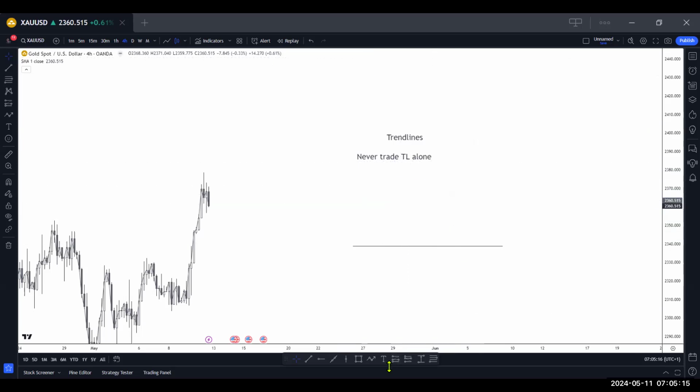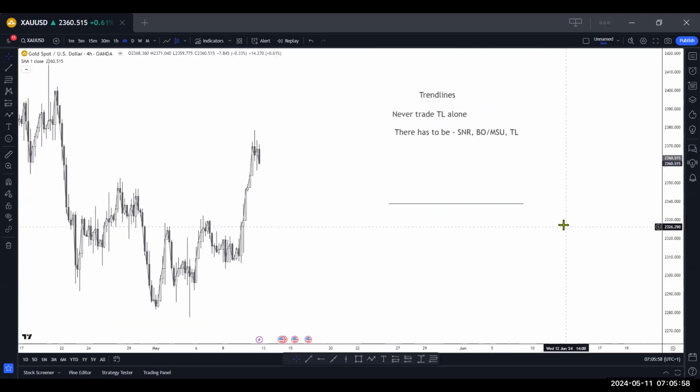So we don't trade trend lines alone. There has to be an SNR level, there has to be breakouts or MSU, depending on the time frame we're looking at. And then you trade the retracement on the TL. Okay. So first rule, never trade TL alone.